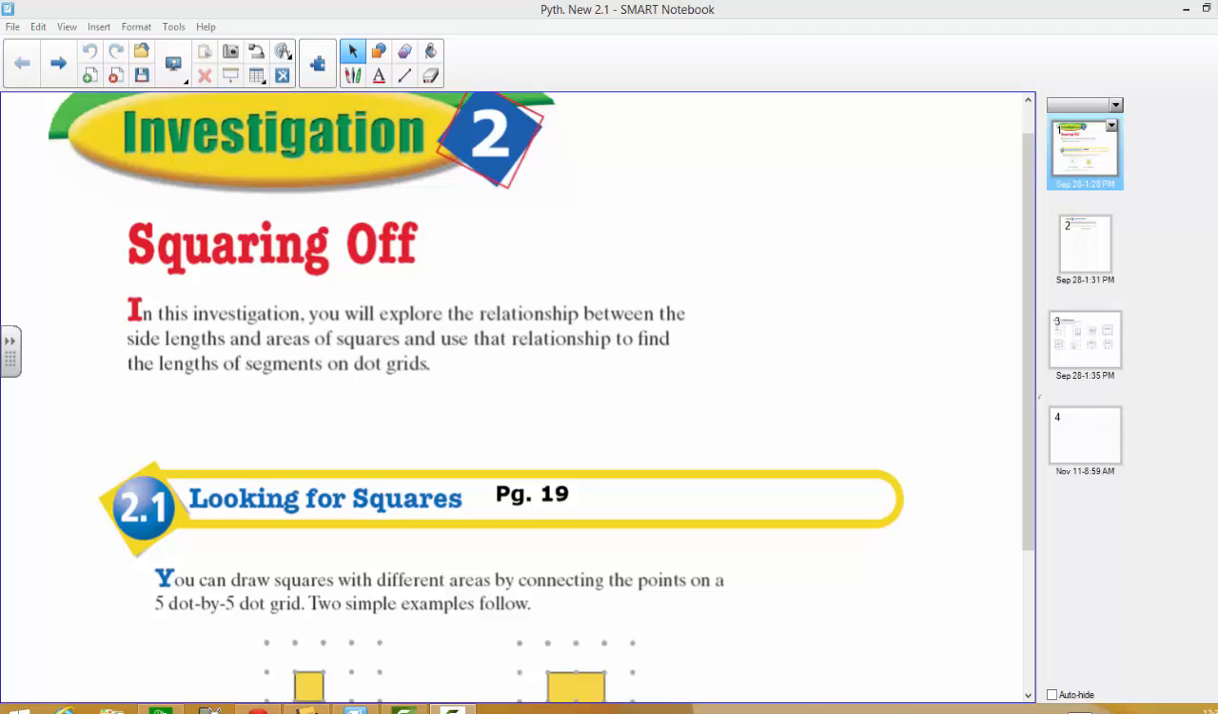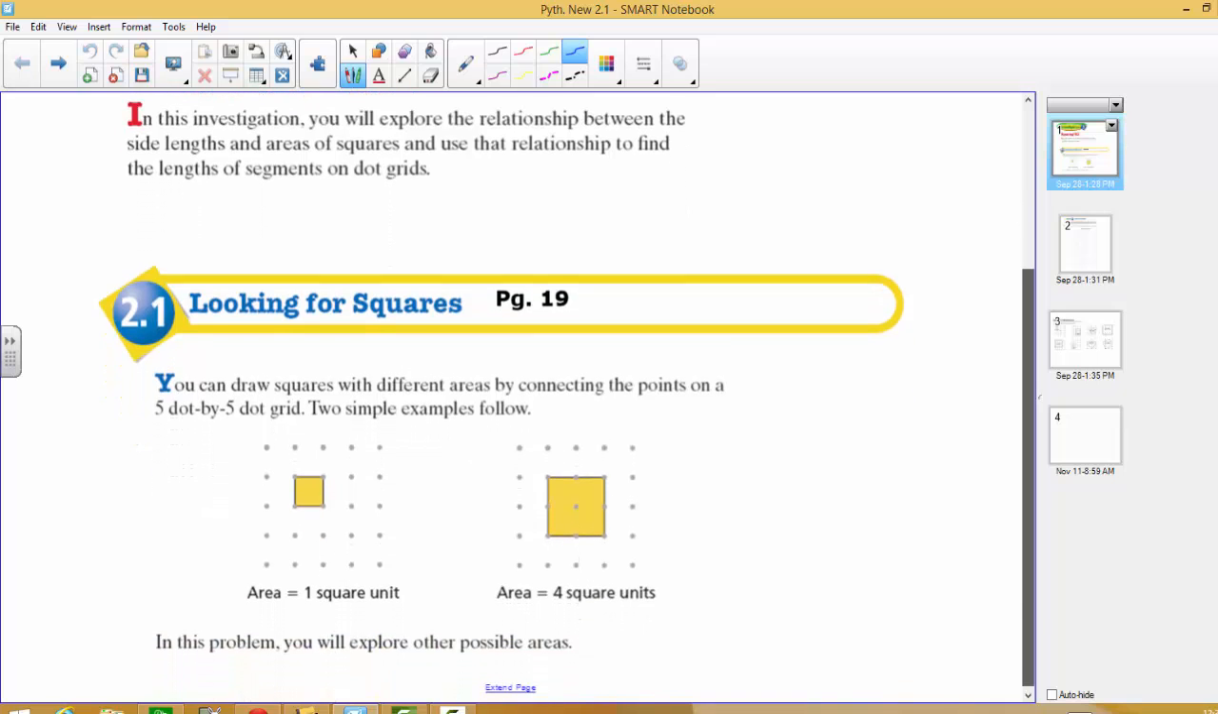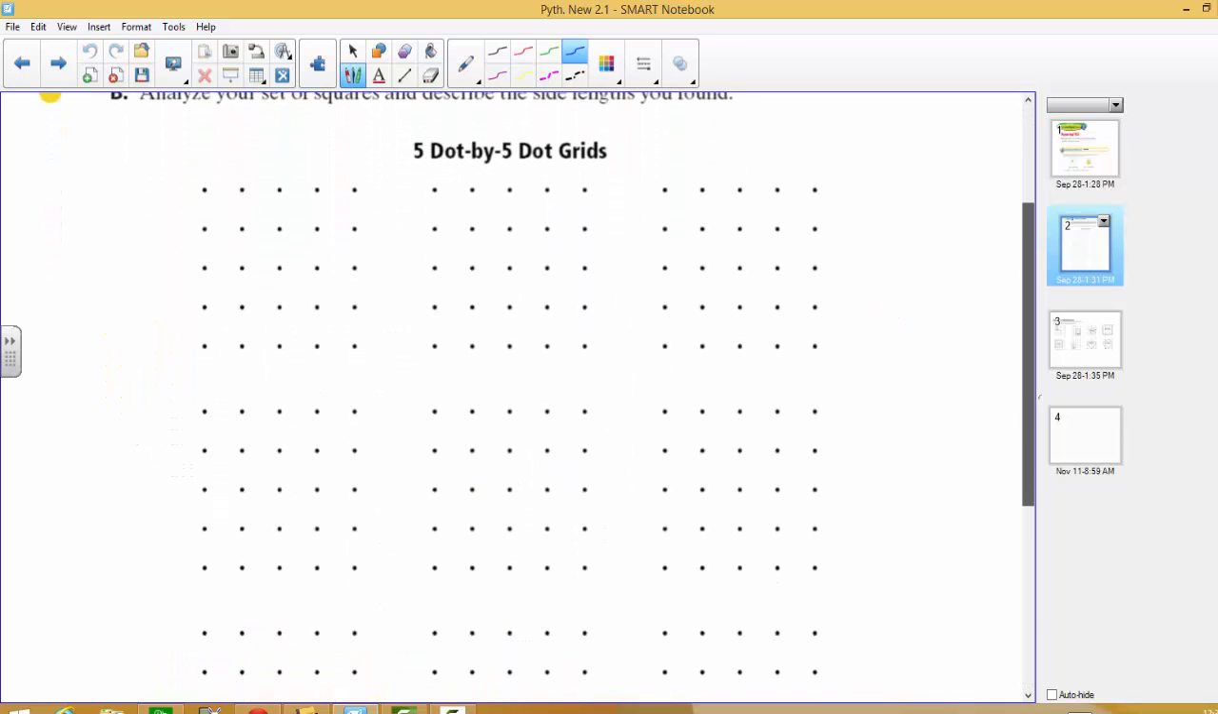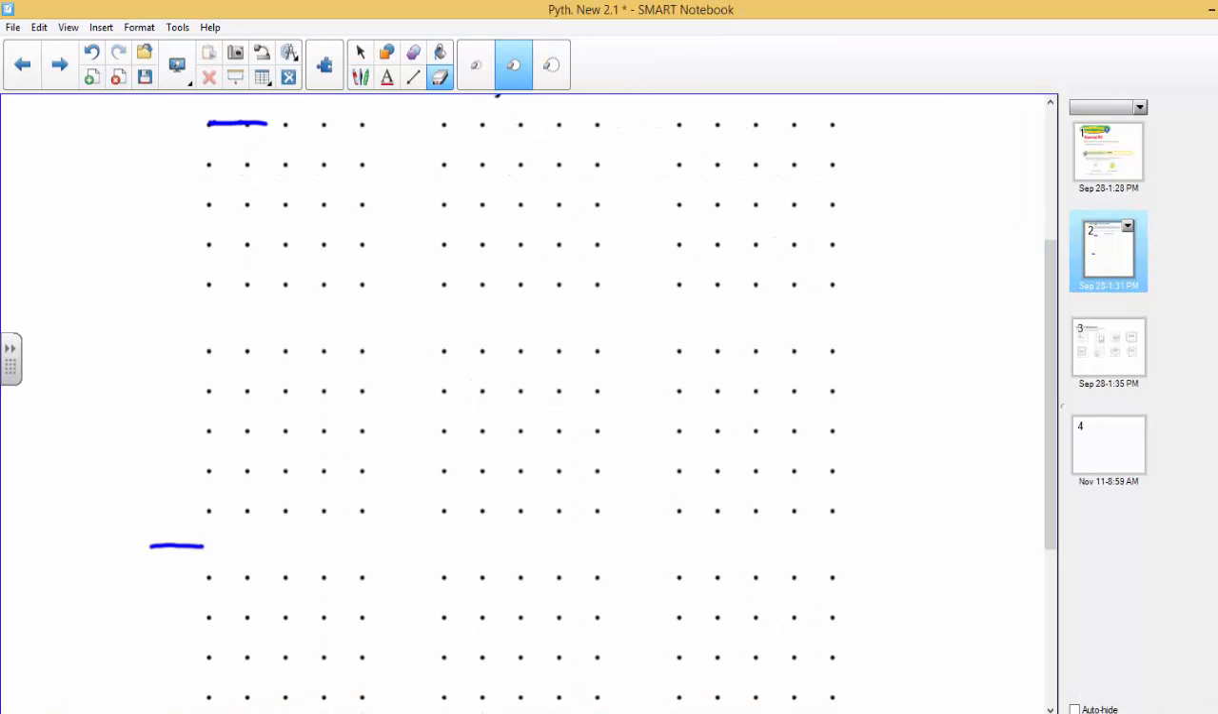Welcome back, 8th grade. So, we are in Chapter 2, Investigation 2, Section 1, and your sheet of paper looks like this in your packet. Draw as many squares as you can to fit in a 5 dot by 5 dot grid, which is a 4 space by 4 space grid.